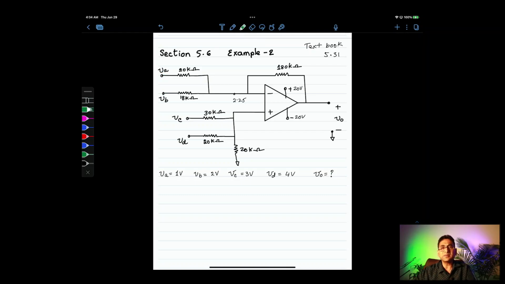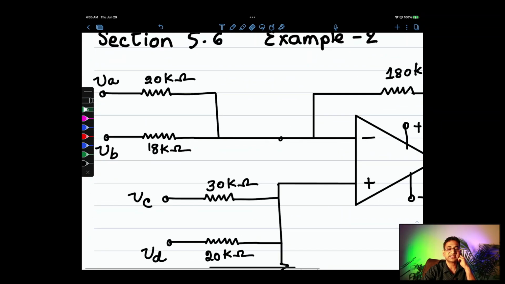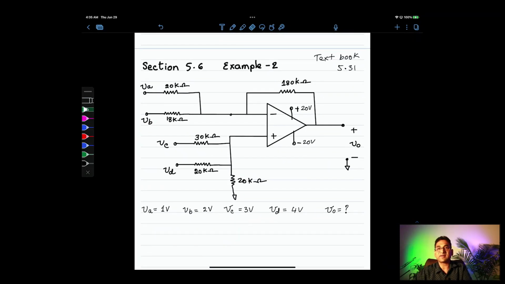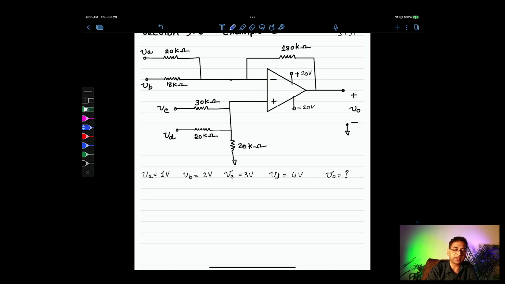Now, it's a numerical problem. There's not a lot of derivations in this. We are simply going to plug in the numbers. VA value is given, VB is given, VC is given, and VD is given. So all these input voltages, their values are given. We are simply asked to find out the value of VO. So let's do that. How do we go about doing that?